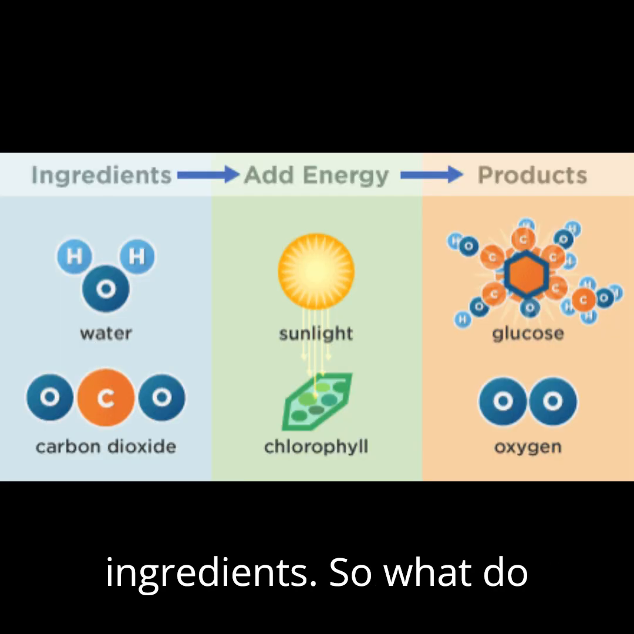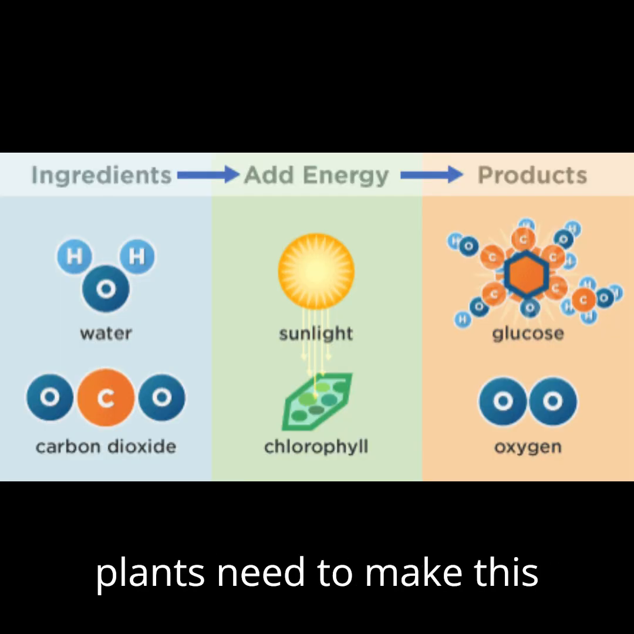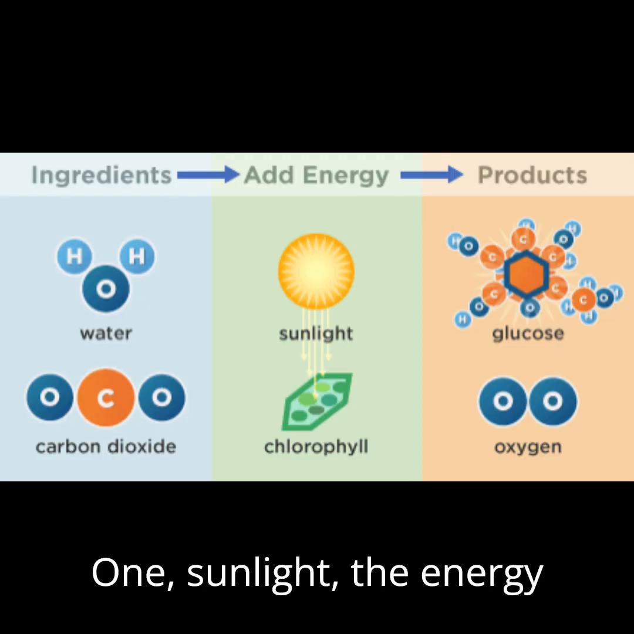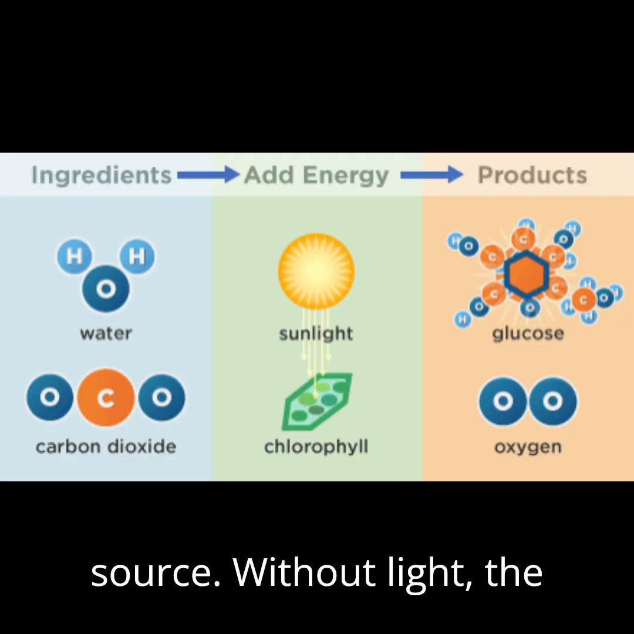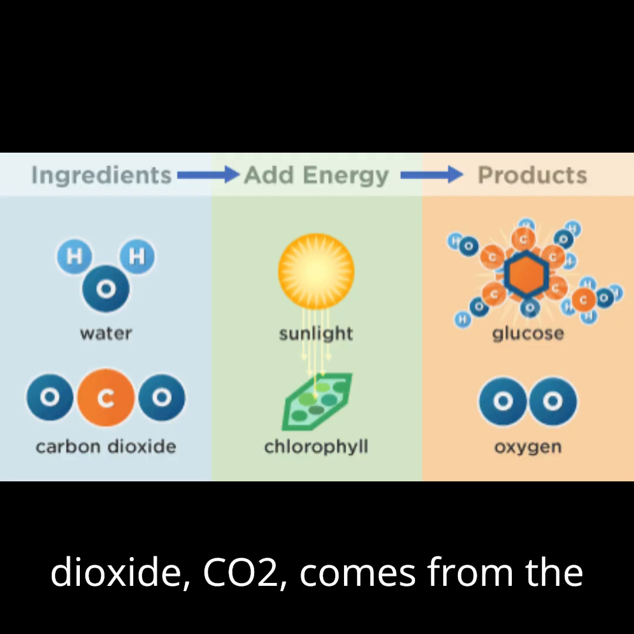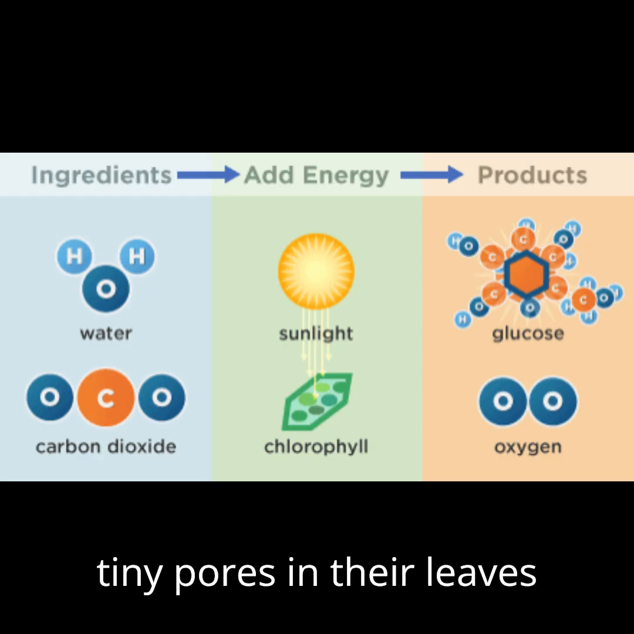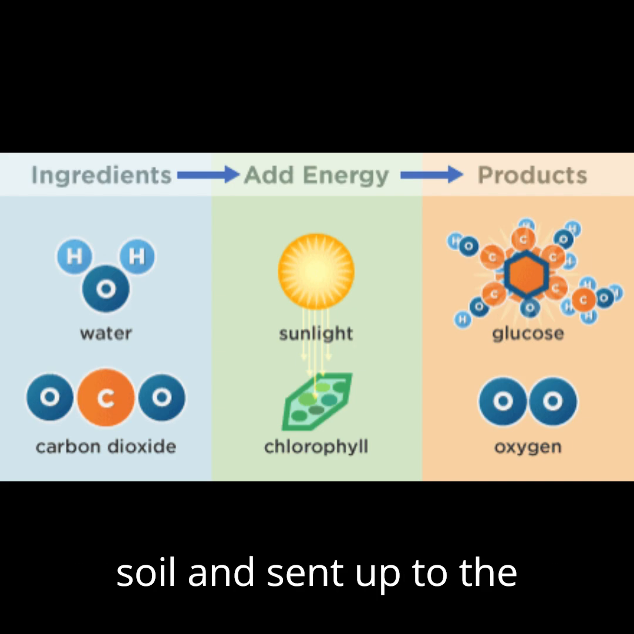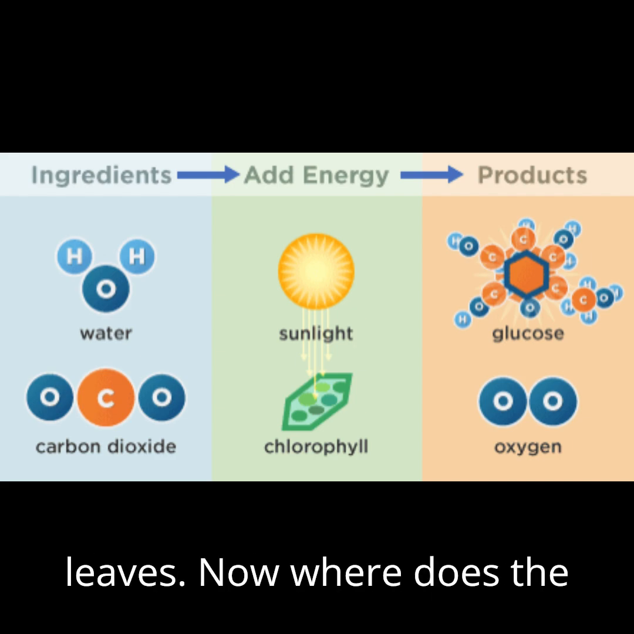The ingredients. So, what do plants need to make this happen? Just three things. 1. Sunlight, the energy source. Without light, the process stops. 2. Carbon dioxide, CO2, comes from the air. Plants absorb it through tiny pores in their leaves called stomata. 3. Water, H2O, absorbed by roots from the soil and sent up to the leaves.